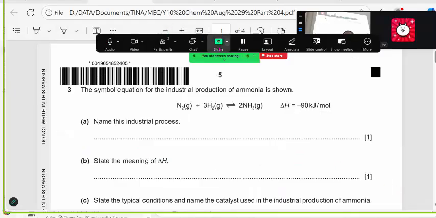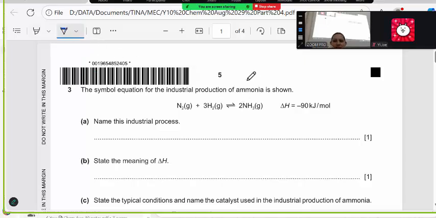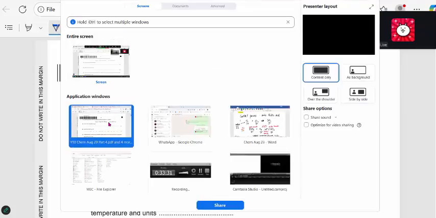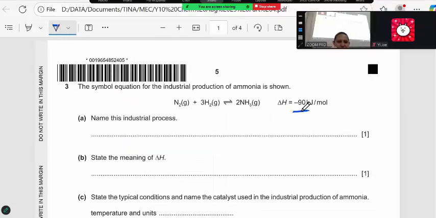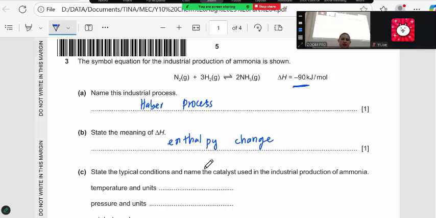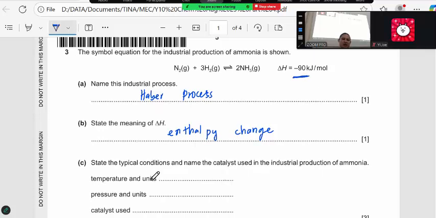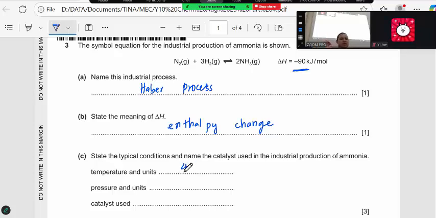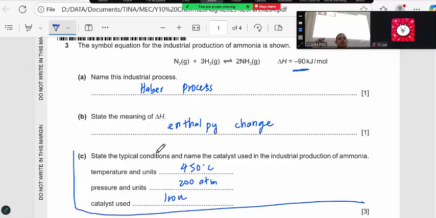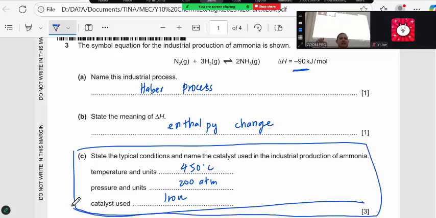All right. This reaction is endothermic or exothermic? Exo. This is exothermic. How do you know it's exothermic? Because here it's negative. This industrial process is called Haber process. This is called enthalpy change. State the typical conditions and name the catalyst used in the industrial process. So I just told you, right? For Haber process, temperature is 450 degrees Celsius. Pressure is 200 atmosphere and the catalyst is iron. This one must memorize. This is fixed already, because this condition makes it fast and high yield.